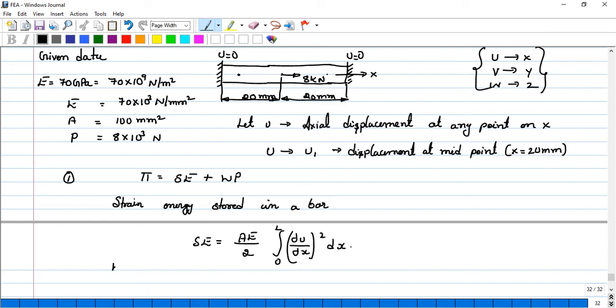And work potential, so that is given by W is equal to, we have an external force, that is 8 kilonewton is applied, that is represented P, and whatever the displacement that is happening at the midpoint is represented by U1. So let me write minus P into U1. So this is representing the work potential.